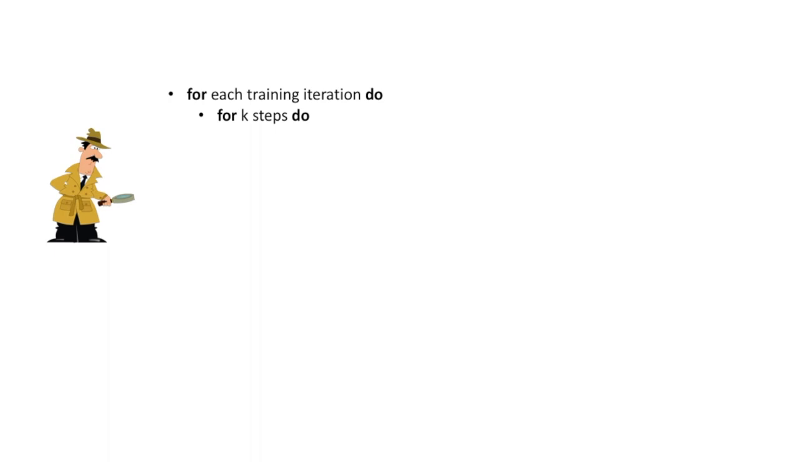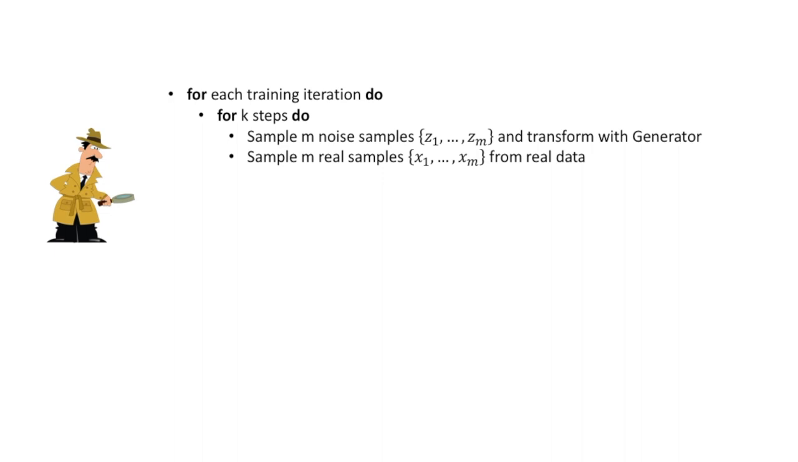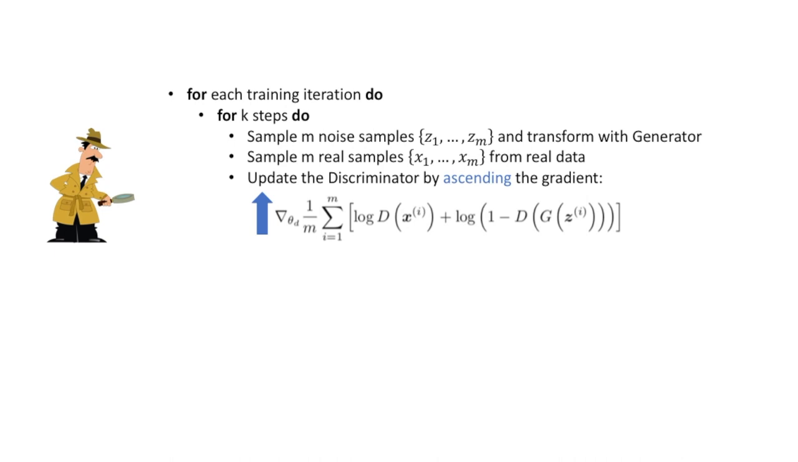In any case, for each discriminator loop, we start by pulling m noise samples and using the generator to transform the noise into m fake data samples. Next, we sample m real data samples. At this point, we have m fake samples and m real samples. We can associate a label of 1 for each real sample and a label of 0 for each fake sample. We then pass the samples into the discriminator to get predictions, and use our labels and cost function to calculate a loss. We then take the gradient of our cost function with respect to the discriminator's parameters.